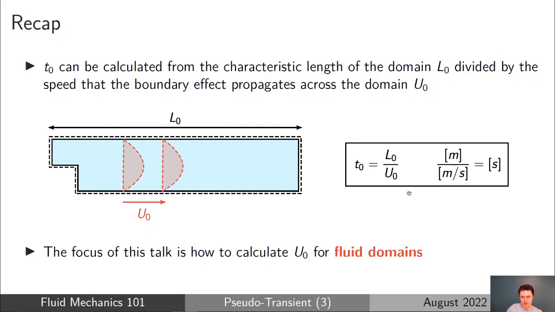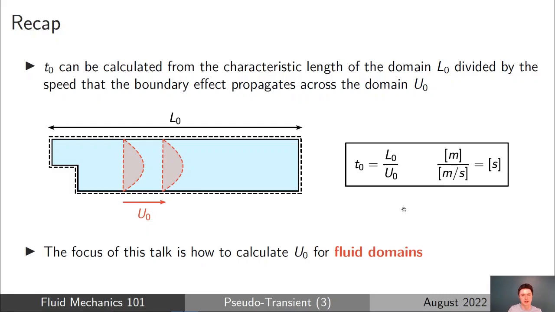And we looked at these two quantities in part 2, and I showed you how to calculate L0 for a general CFD domain of an arbitrary shape and size. And we also looked at U0, or the characteristic speed for the effect of the boundary to propagate across the domain. And we looked at this for the special case of solids.